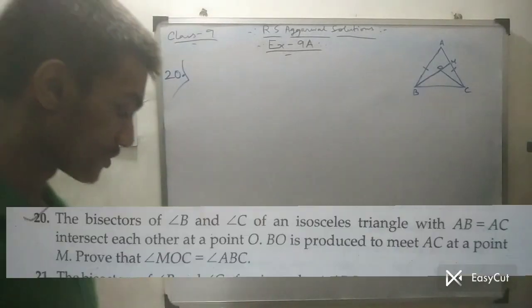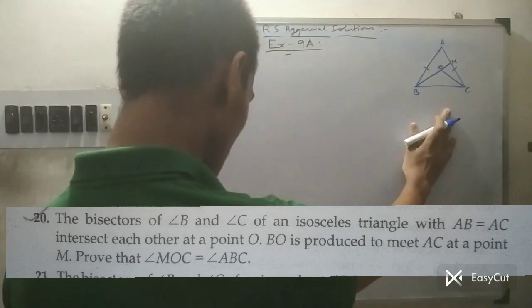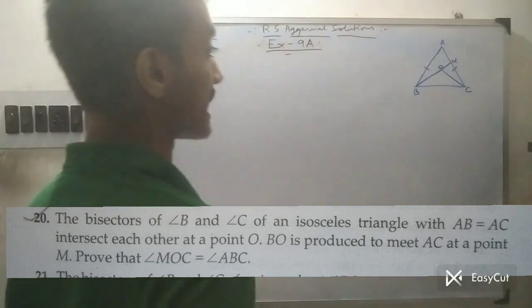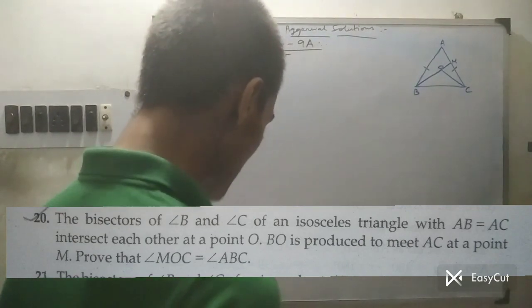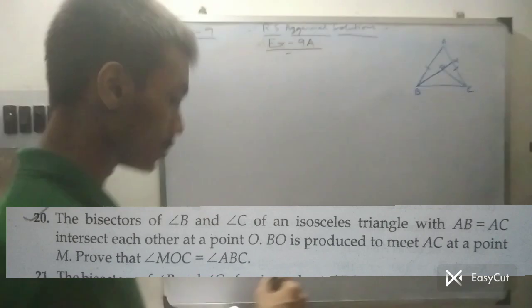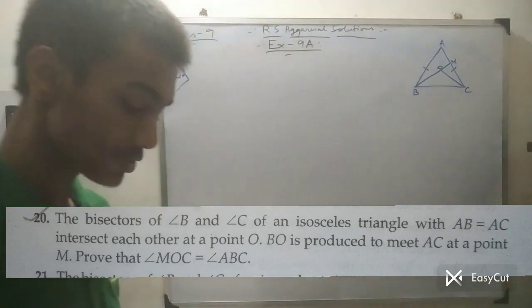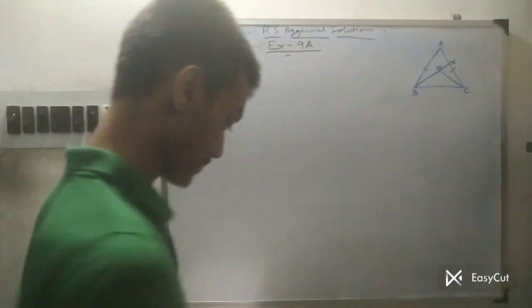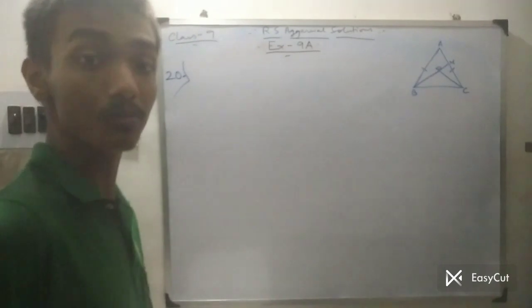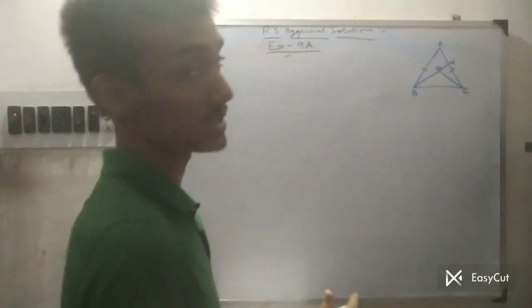Now the sum number 20 is: the bisectors of B and C of an isosceles triangle ABC with AB equal to AC intersect each other at a point O. Okay. BO is produced to meet AC at a point M. You can see it over here. Now what we have to prove? Prove that angle MOC is equal to angle ABC.